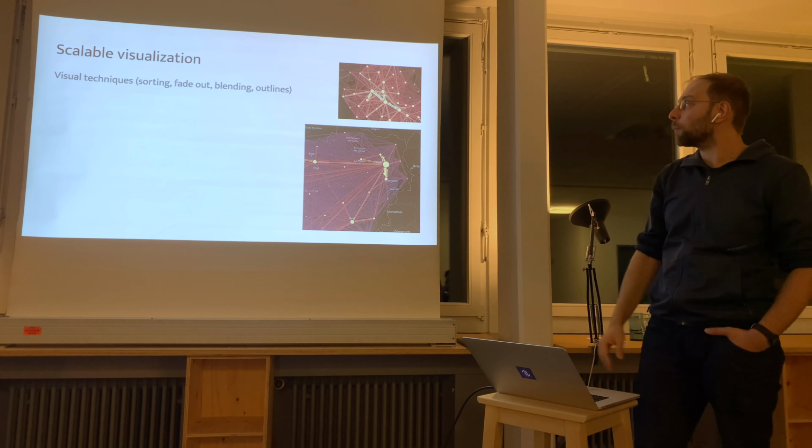We use a blending technique. This is a special rendering technique which makes sure that we can still read the underlying map to some extent, even if we have a sea of thousands and tens of thousands of lines which cover the map. And then we draw outlines around the arrows so that they don't form a blob of one color, right, which would make it unreadable.